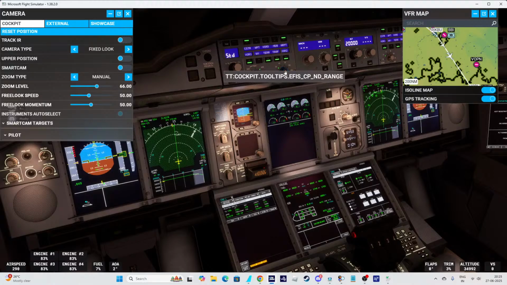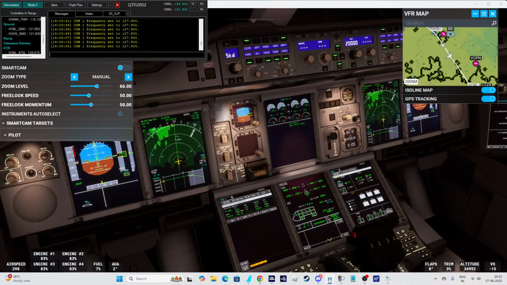IndiGo 4 Victor requesting climb to our cruise flight level 370. IndiGo 4 Victor Chennai identified, climb to flight level 370, final. Climb flight level 370, IndiGo 4 Victor. Qatari 2602 radar, descend to flight level 200, leave level now. Descend to flight level 200, Qatari 2602.